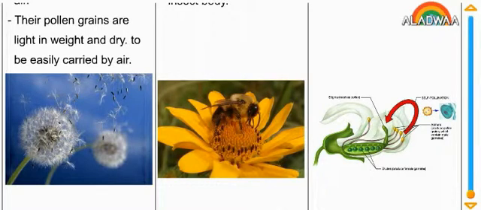Artificial pollination. This method of pollination is carried out by man. Example: gardeners spread palm tree pollen grains over the female flower.